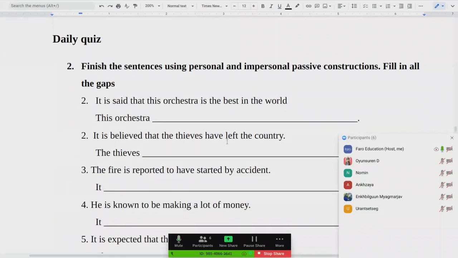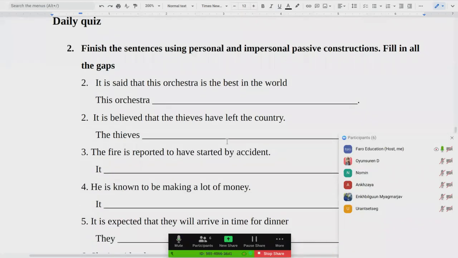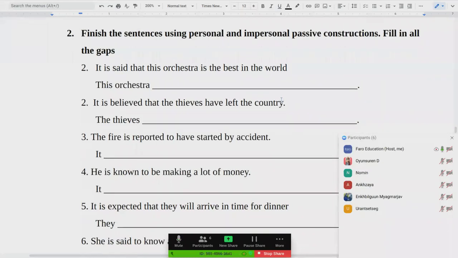Next, daily quiz. So now let's finish the sentences using personal and impersonal passive constructions. Fill in all the gaps.